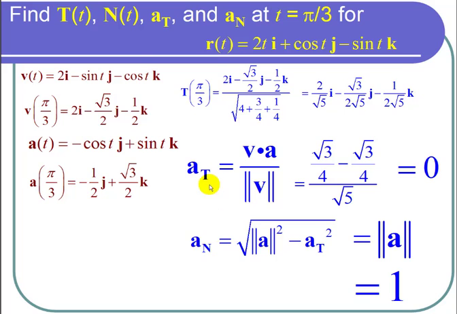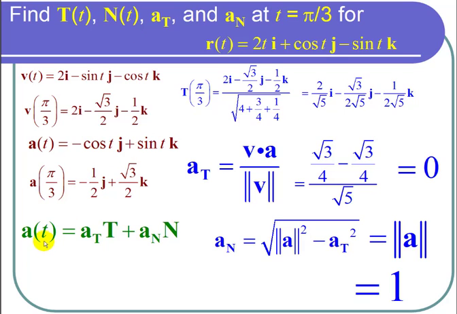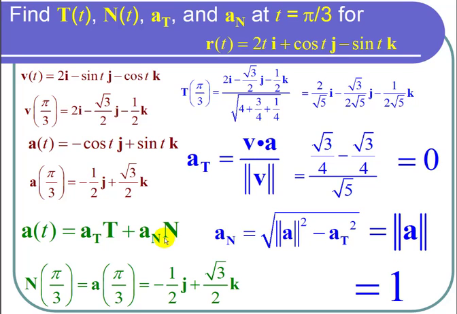So I'm going to use these to find the unit normal vector. I have the formula that the acceleration vector is equal to a sub T times T plus a sub N times N. But a sub T is just 0, so that part drops out, and a sub N is 1. So the acceleration vector is equal to the normal vector. So the normal vector at pi over 3 is equal to the acceleration vector at pi over 3, and that, recall, was negative 1/2 j plus root 3 over 2 k. And I'm done with the problem.